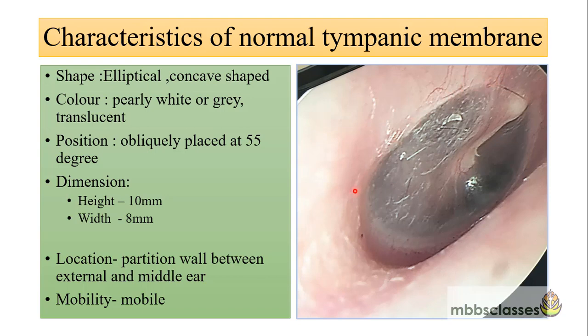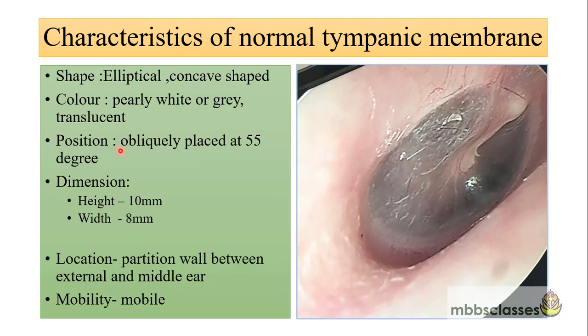The shape, if you see here, is elliptical, or you can see it as oval. It is oval in shape, but it is not a flat surface. It is concave shaped. The concavity is towards the external auditory canal and the convexity is towards the middle ear cavity. The ideal color of a normal tympanic membrane is pearly white or gray, and it is translucent. It is translucent in a few patients. Due to the translucency, the inner structures of the middle ear cavity can also be seen.